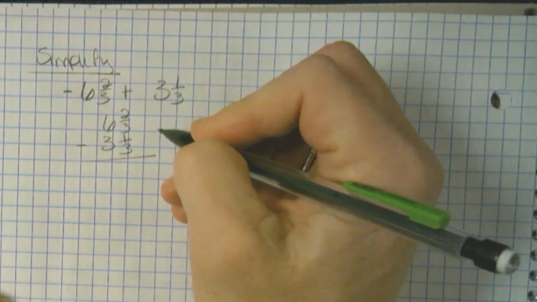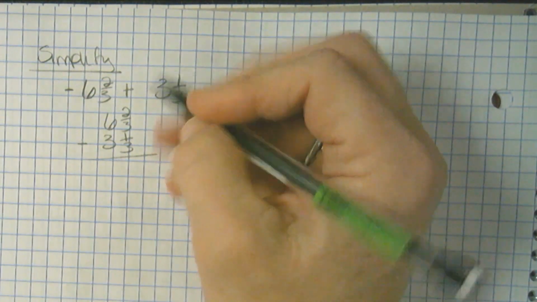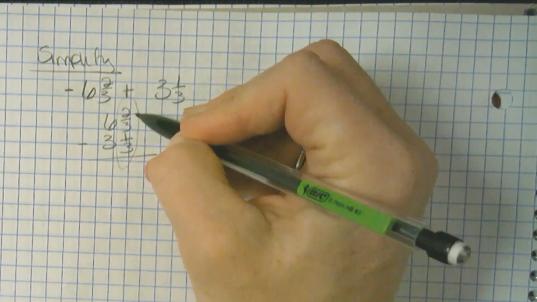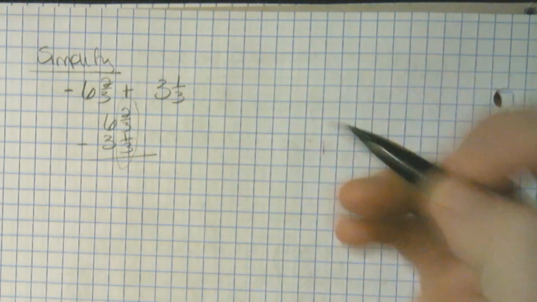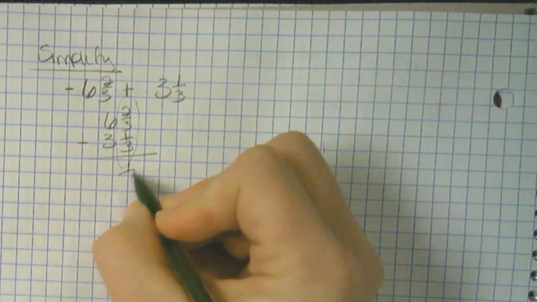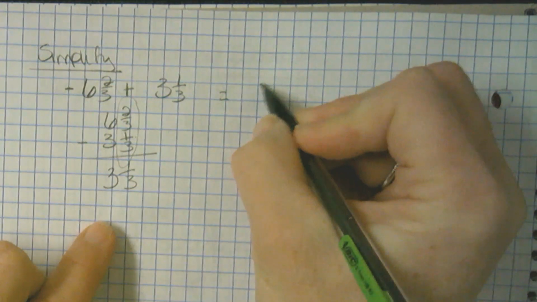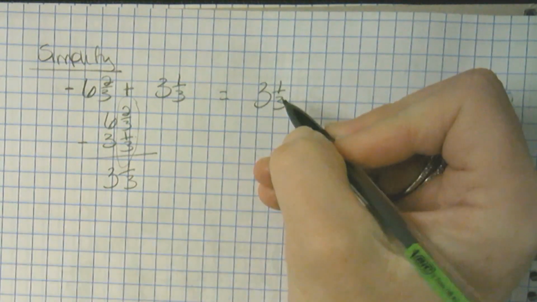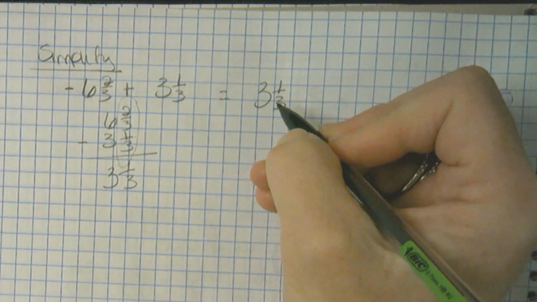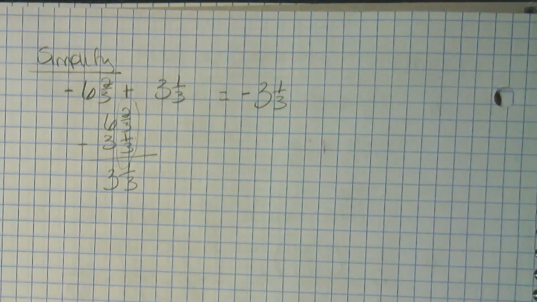All right. You always subtract the bigger minus the smaller. All right, so I'm going to start with my fraction. What is 2/3 minus 1/3? Sophia? 1/3. What's 6 minus 3, Sophia? 3. So my final answer is going to be 3 1/3. Is it positive or negative? Sophia? Negative. That's the easy one.